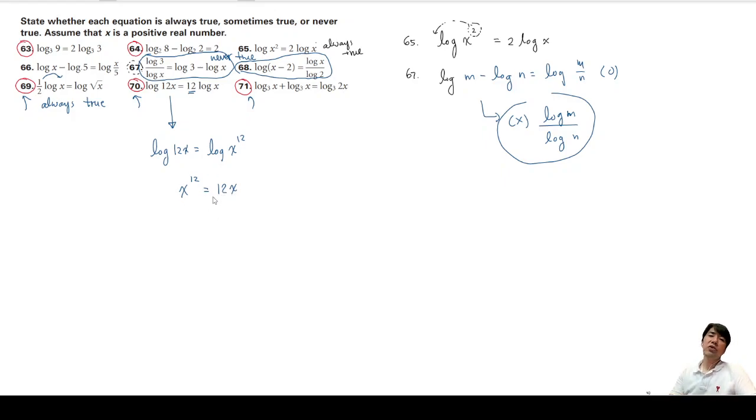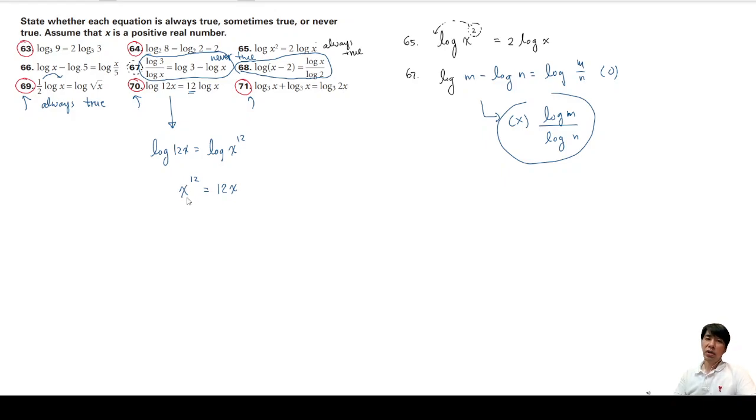Can these be equal to each other? What's the condition for them to be equal to each other? I guess x is 0. 0 to the power of 12 is 0, and 12 times 0 is 0. But you cannot have 0 inside the log, so you cannot have that. And in fact, it says assume that x is a positive real number. So when you plug in a positive number here, is there any number that makes these two expressions equal? I don't see any.